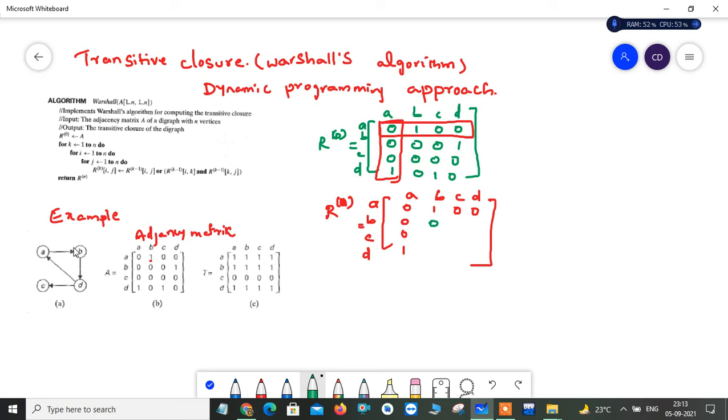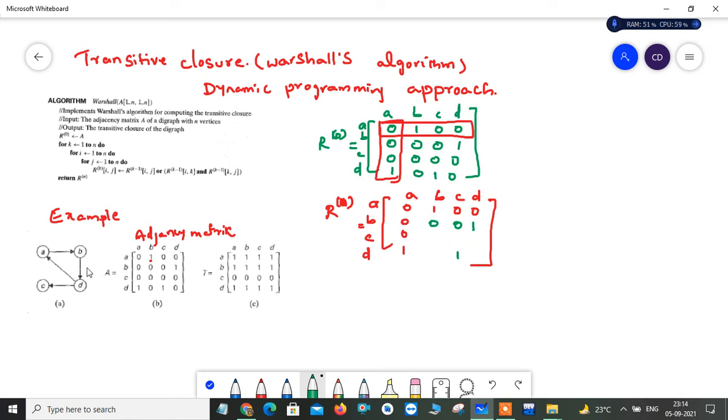And then from B to C, so this is B to C. I didn't have any path with A, so simply I make it as 0. And then from B to D I have a direct path. So if you have a direct path, there is no need to find whether there is any indirect path or not. Simply keep all your ones as usual.